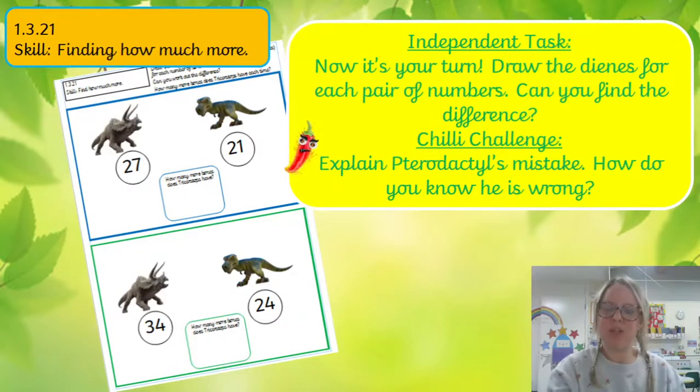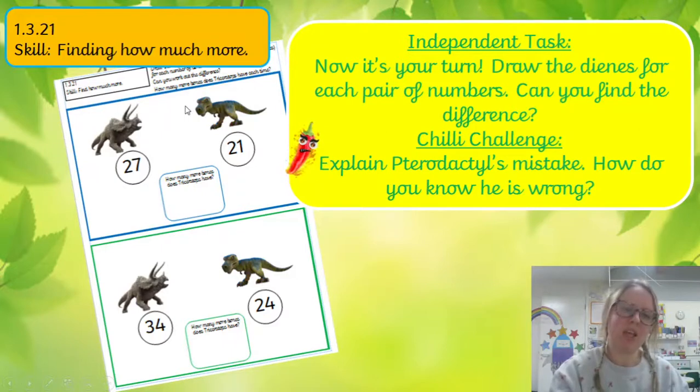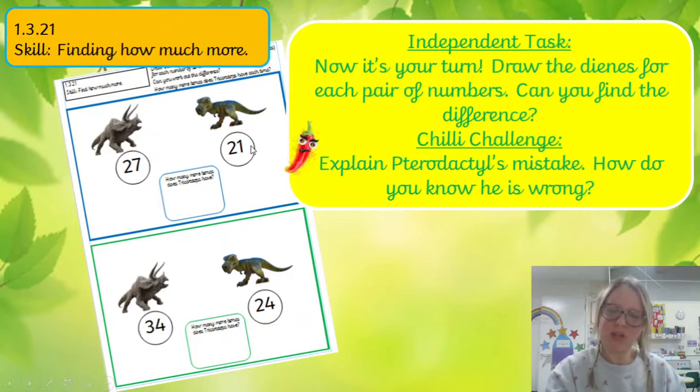Now it's your turn. So what I'd like you to do is draw the deans for each pair of numbers and see if you can find the difference. So you're going to have a sheet like this. It'll be on the website. If you don't have a printer, then can you write the 2 numbers down straight into your home school book? And you're going to find the difference between the 2 numbers. And how you're going to do that is you're going to draw the deans like you've just practiced on your whiteboard or your paper to see how many 10s and 1s each of the 2 dinosaurs has. Then you can use your drawings of your deans to find the difference really quickly. Then you're going to write the difference, how many more that Triceratops has, in this box right here.